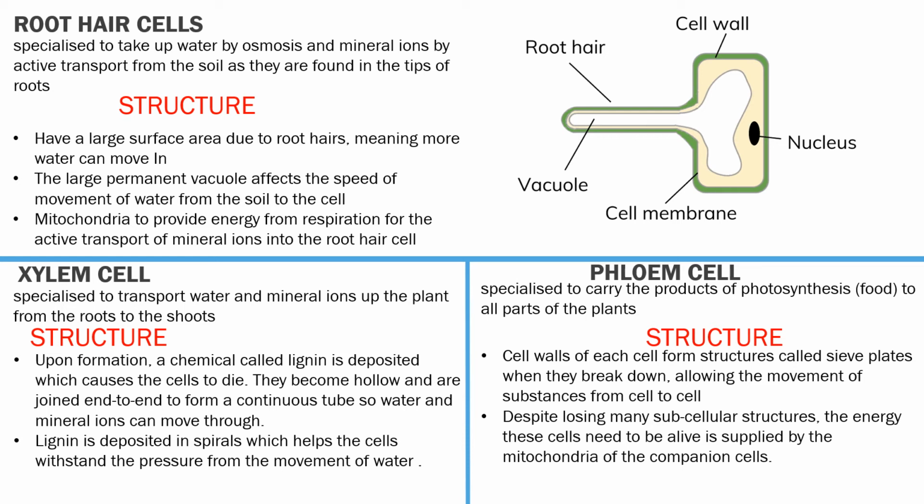The phloem cell is specialized to carry the product of photosynthesis to all parts of the plant. Its structure is that the cell wall of each cell forms structures called sieve plates. When they break down, it allows the substances to move from one cell to the other cell. And despite losing many subcellular structures, the energy these cells need to stay alive is supplied by the mitochondria of the companion cell.